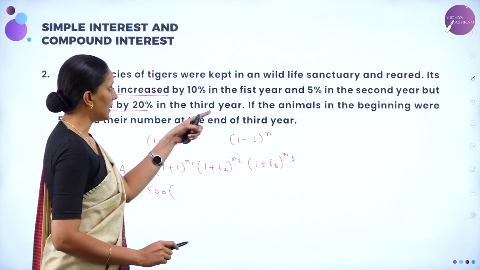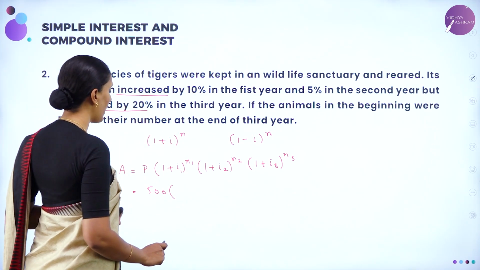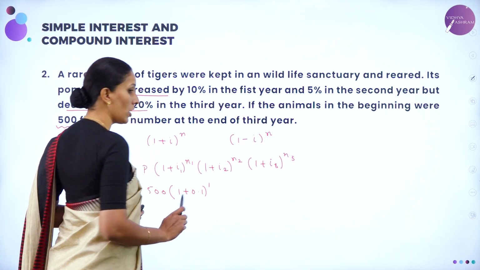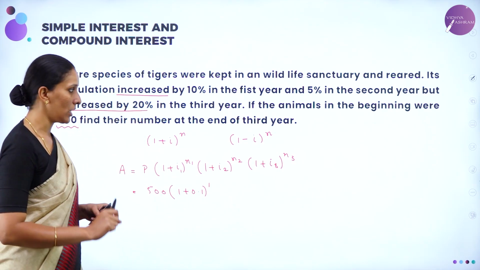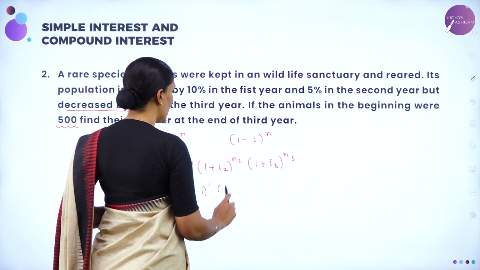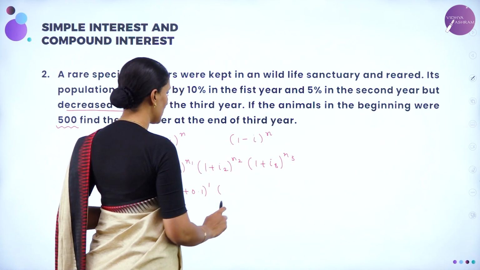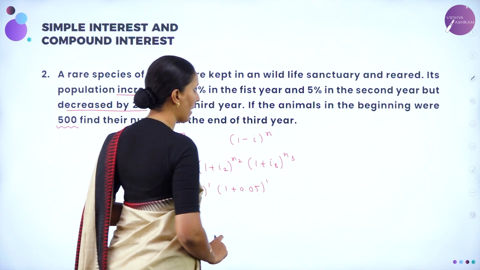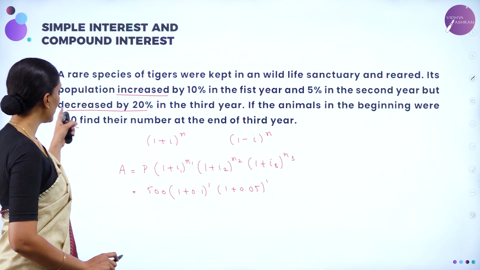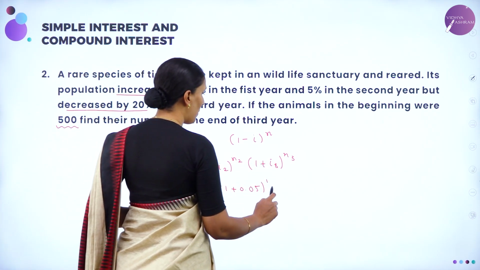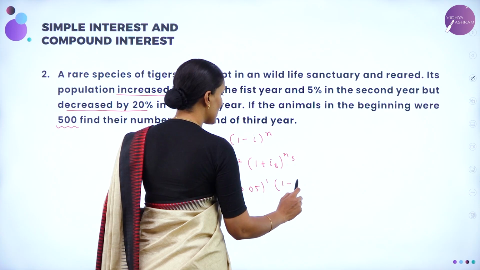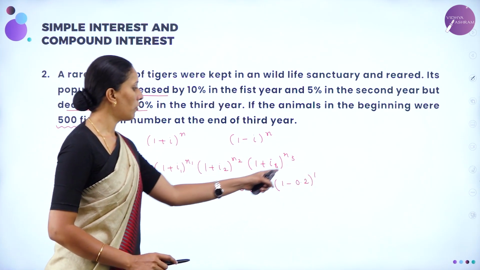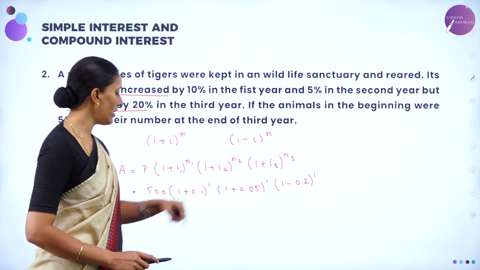Now in the first year, the rate was increased by 10%. So therefore, it is 1 plus 0.1 whole power 1, as we are calculating for 1 year. And in the next year, it is increased by 5%, so 1 plus 0.05 whole power 1. Now in the third year, it is decreased. So here instead of plus, we will use 1 minus 0.2 whole power 1. So the total number of years is 3 with 3 different rates here.